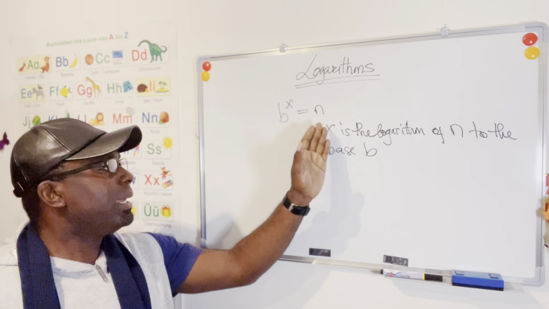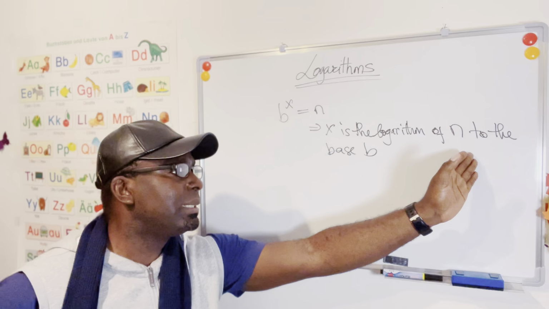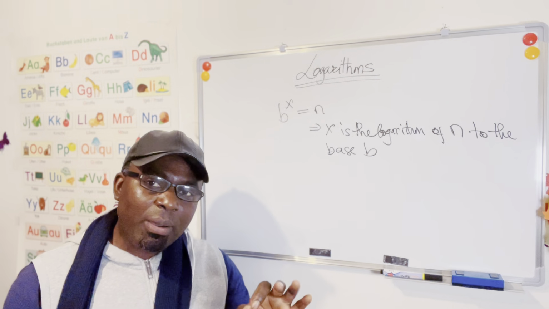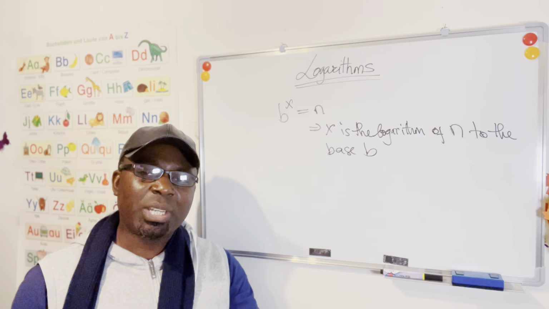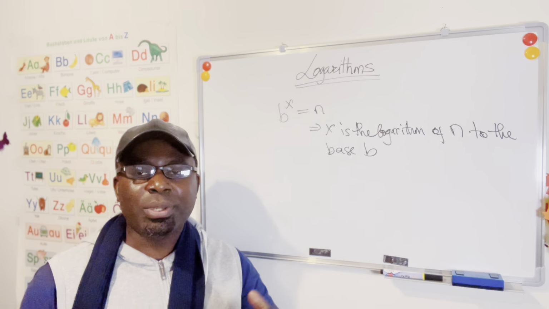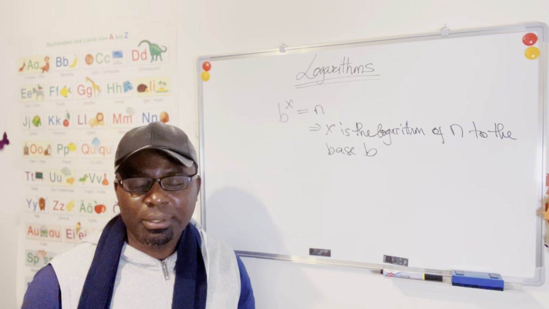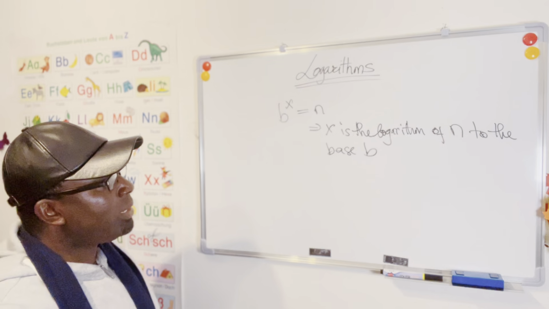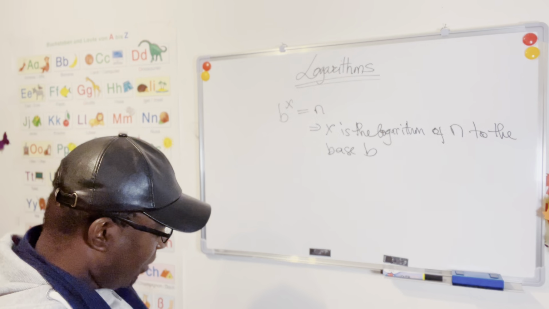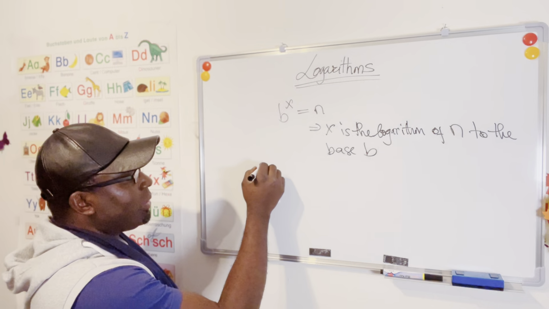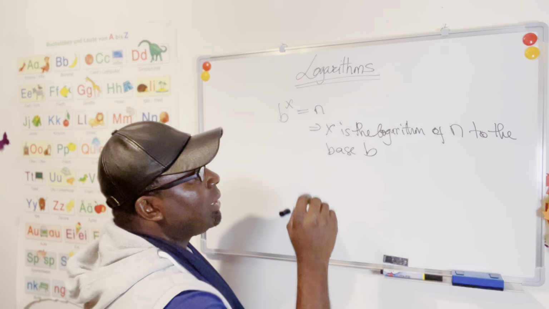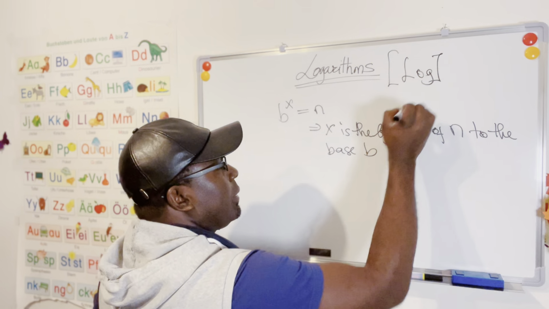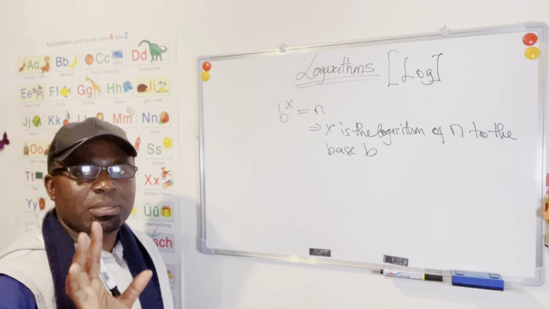This one means that x is the logarithm of n to the base b, because we have already defined that logarithm is the exponent or power to which a base must be raised to yield a given number. So if we want to resolve this mathematically, what are we going to say? Please do not forget, when we talk about logarithm, it can also be expressed in the form of log. It can also be expressed only in that format.